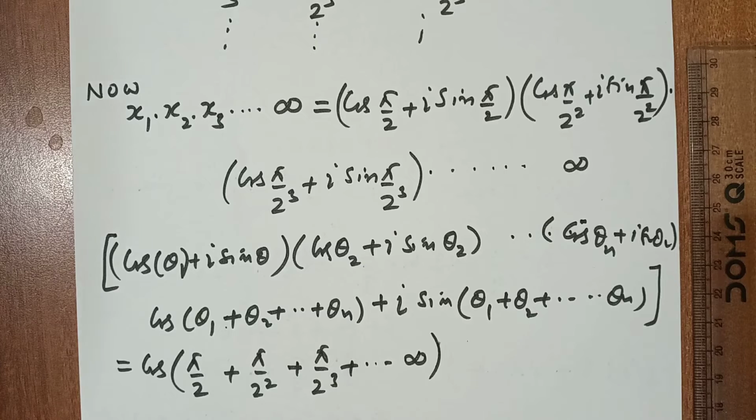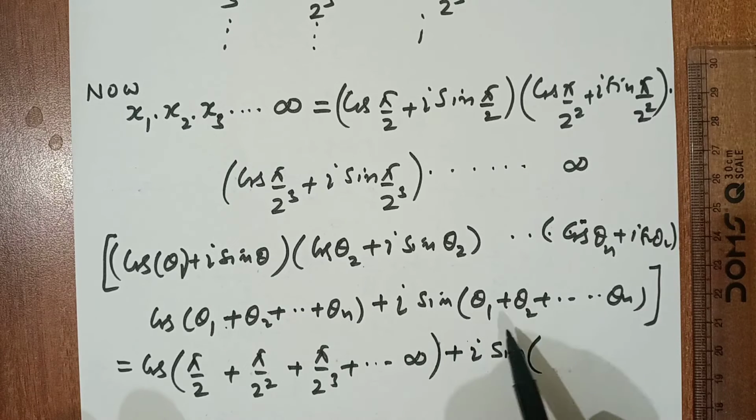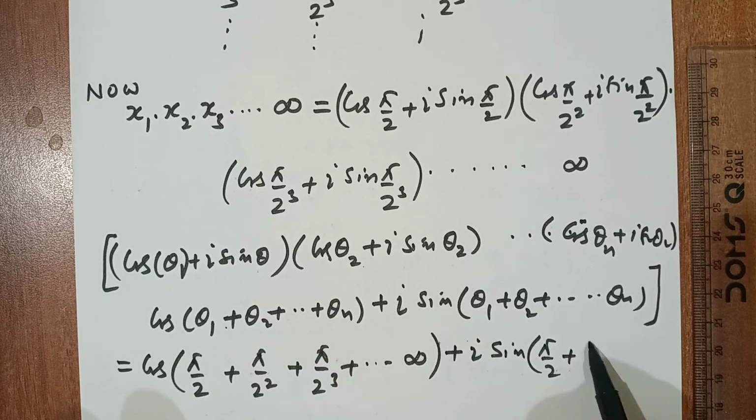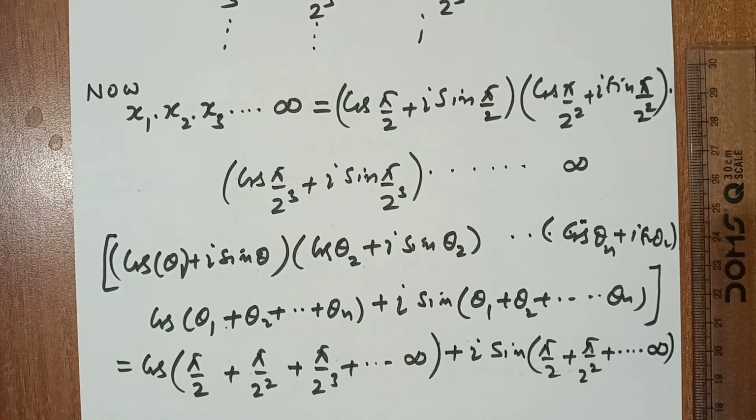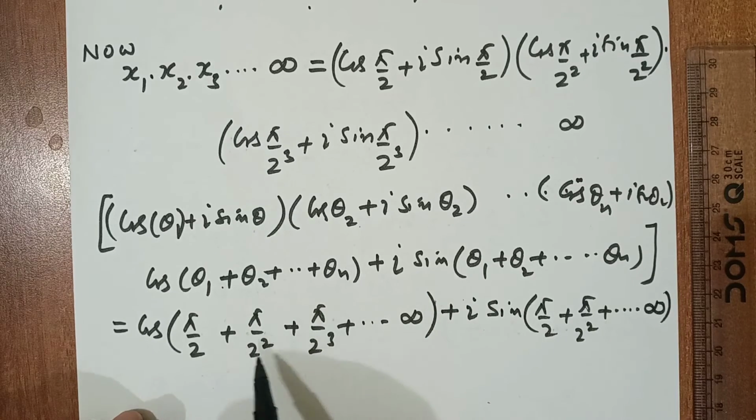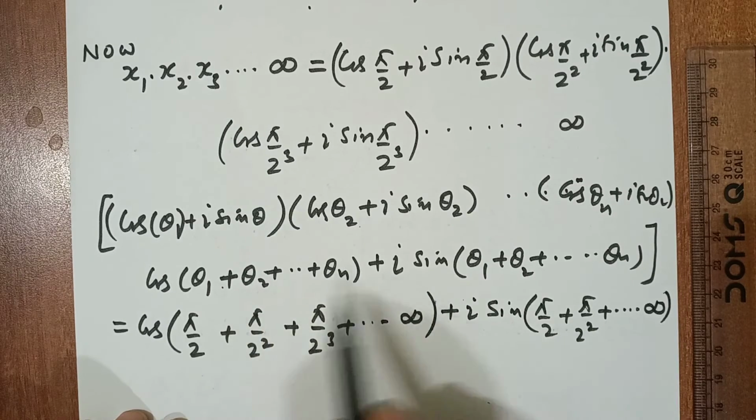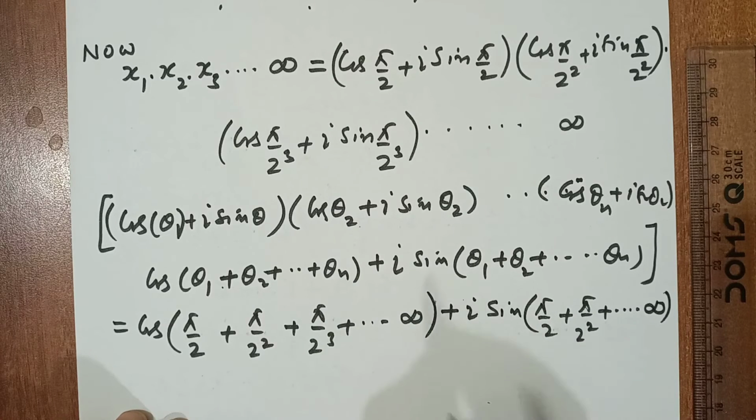Okay, similarly plus i sine, same thing in the case of sine, means pi by 2 plus pi by 2 square plus pi by 2 cube up to infinite. So in the bracket, in both terms, these are same. Okay, so our aim is to solve this thing. So this is same.